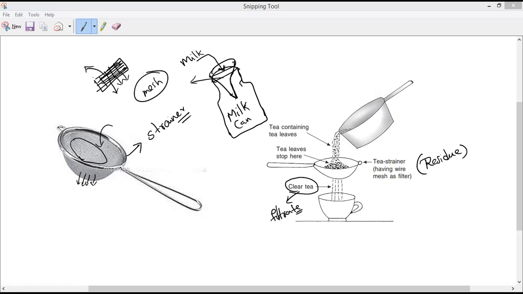Now, if we take the drinking water supply in our city, suppose you take our Pudukkottai or anywhere, the supply of drinking water in a city. Which technique can we use there? Filtration. But along with filtration, a lot of other techniques are also involved. That is what we can see.